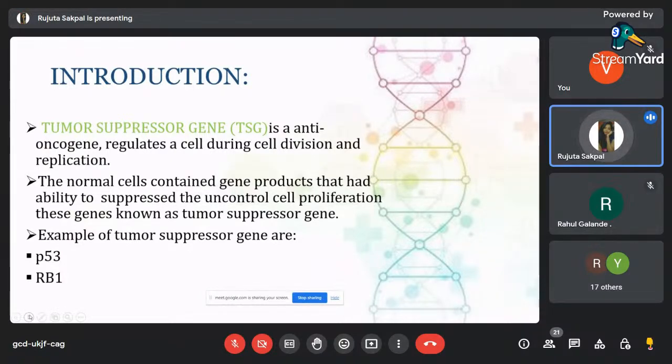What is a tumor suppressor? A tumor suppressor gene is an anti-oncogene, meaning it makes a tumor suppressor protein and regulates a cell during cell division and replication. Normal cells contain a gene product that has the ability to suppress uncontrolled cell proliferation, which is uncontrollable cell division or growth. This gene is known as the tumor suppressor gene. Some examples of tumor suppressor genes are the P53 gene and RB1, retinoblastoma 1. But in this presentation, we will only look at the P53 gene.